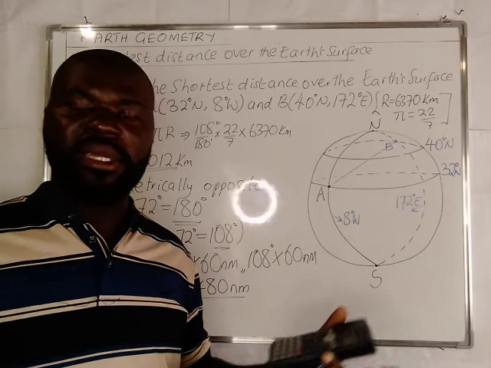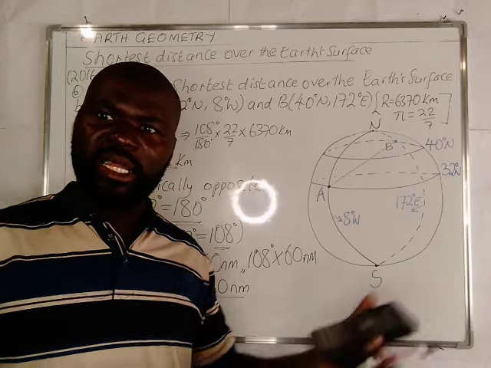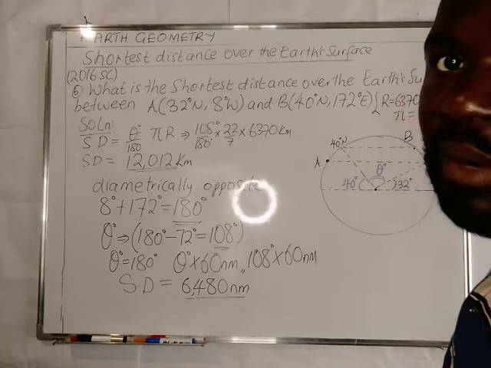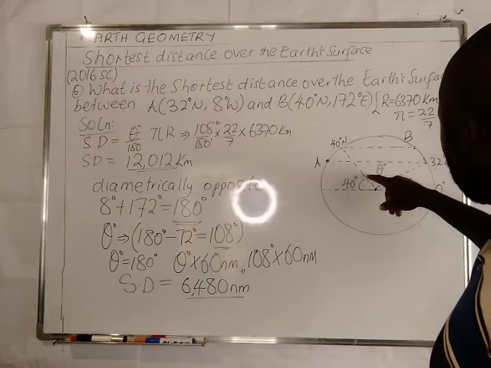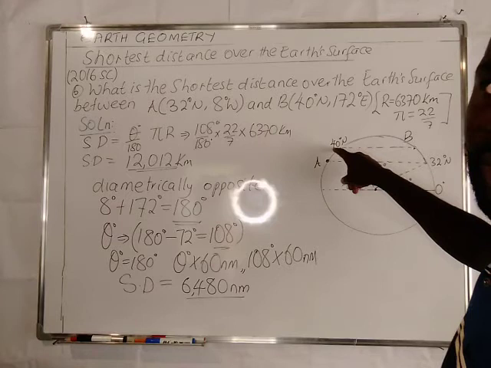There could be some who could be asking, why are we getting our theta on shortest distance this way? The reason why we are getting our theta in that way, where we add the latitudes, then subtract from 180, is actually here. You can see our theta is this angle here. The two places, A and B, are on different latitudes. A is on 32 degrees north and B is on 40 degrees north. So actually, we are going over the North Pole. So the distance that we are getting is this one, A.